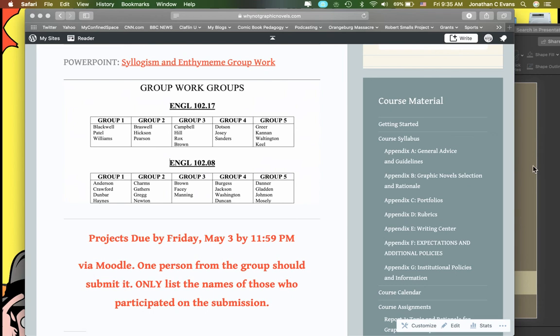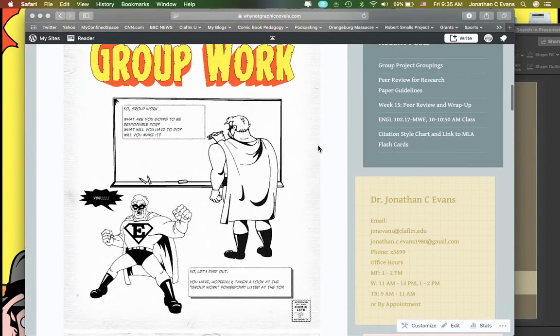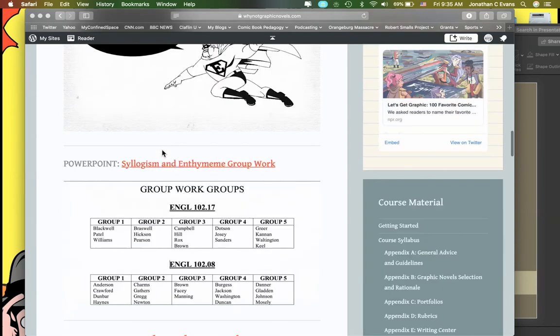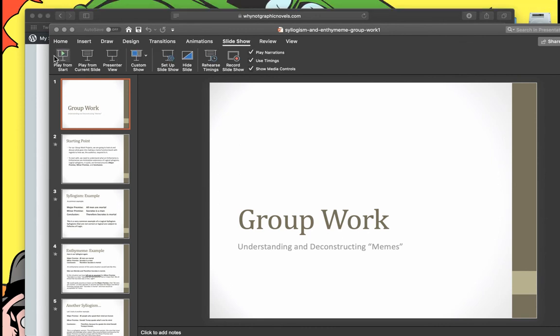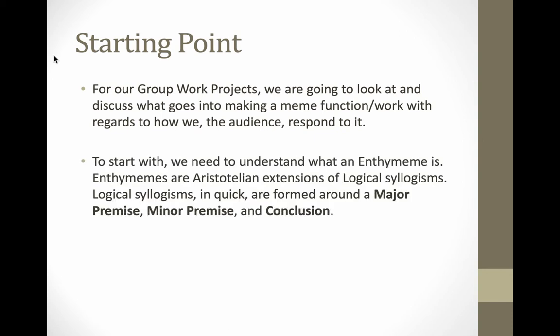Now, to help us out further, let's review exactly what we're supposed to be doing, because ultimately this is about us finding memes, and what we're going to do with those memes is break down some identification about how memes function. For that, I'm going to turn over here to our PowerPoint. For the group project, we're going to look at and discuss what goes into making a meme function with regards to how we, the audience, respond to it.